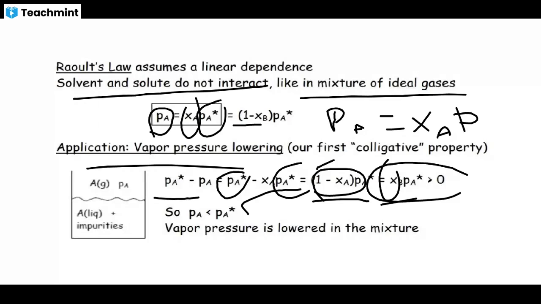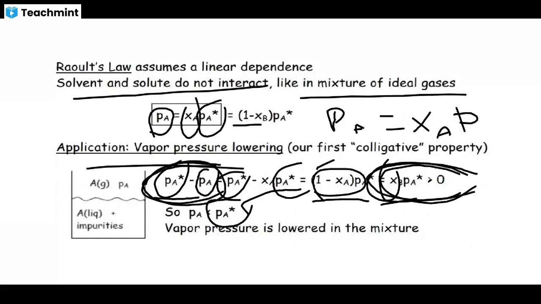So greater than 0 means that Pa star is greater than Pa. Only then do you get a positive value. If Pa were greater, you would get a negative value. Here we get a positive value, which means Pa star is greater. This is pure A. When impurity is added, the vapor pressure is lowered in a mixture. When impurity is added, the vapor pressure lowers. That is the colligative property.